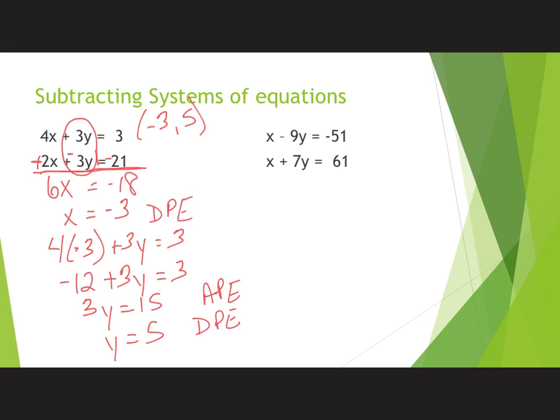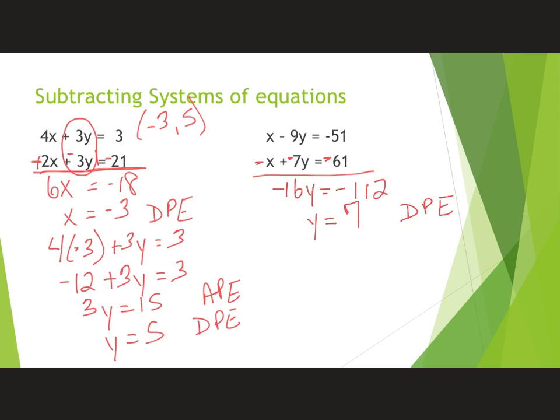And then let's come over to the second problem. Once again, my x's are alike, so I'm just going to subtract them. So I turn everything to negative because I'm subtracting all of this. And my y's will go away. I end up with -16y equals -112. I divide both sides by -16. That gives me y equals 7.